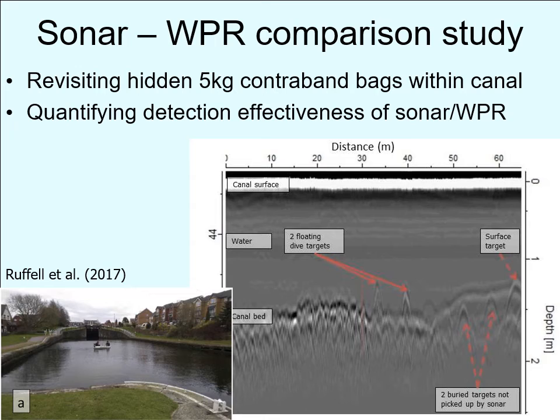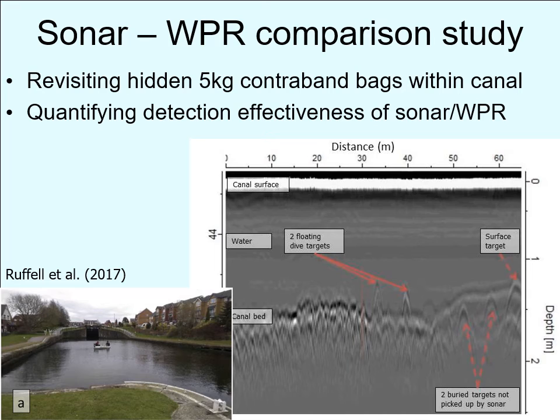Alistair's also been doing some control work, trying to see whether water radar or sonar would be more effective, or which sort of scenarios or variables it would be optimal. So they revisited a site where some sort of 5 kilo contraband bags were hidden within this canal. So you can see the picture of the canal on the bottom left here. So then he looked at trying to collect data in this area to see what would be most effective. So there's a radar profile on the right.